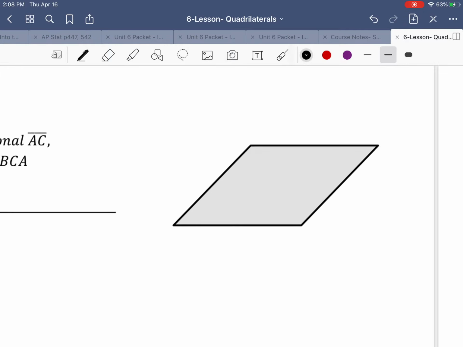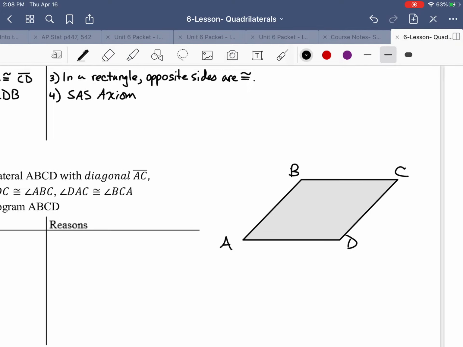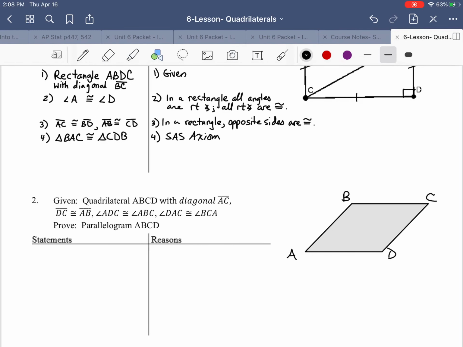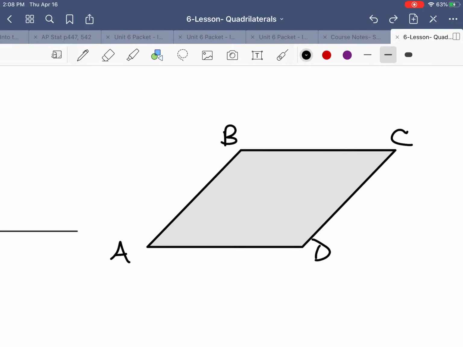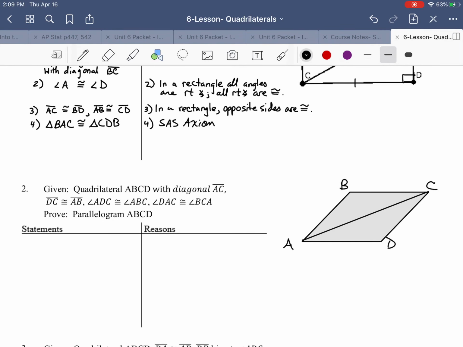All right, so quadrilateral ABCD. It doesn't matter where you start with your A, just be consecutive about it. So A, B, C, D, counterclockwise, clockwise, it doesn't matter. Diagonal AC. Oh boy, you see that's my big issue here, the drawing part, and constantly making small mistakes that I have to correct. All right, I'm going to leave it like that and go with it.